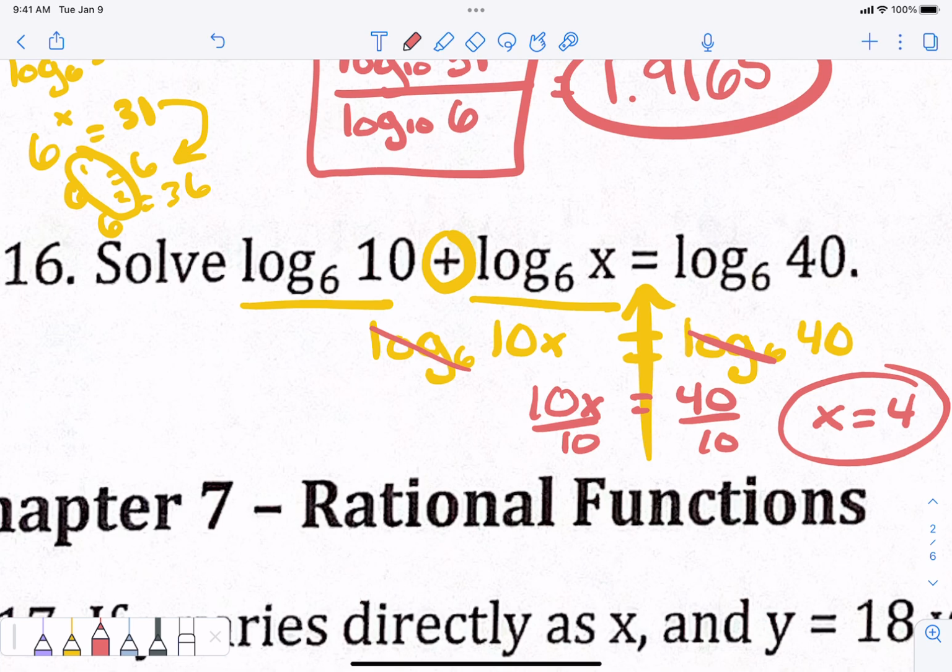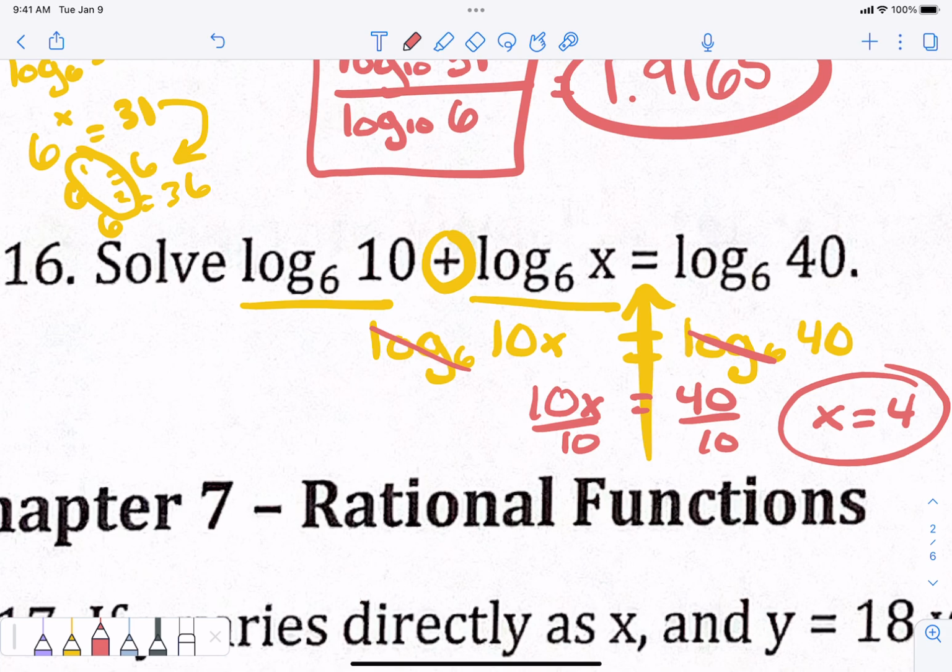Do you know what answer I get most of the time? What answer do I get most of the time? What do people put as the answer most of the time? They don't cross off the 40. Log base 6 of 10 plus log base 6 of blank equals log base 6 of 40. What do you think I get as an answer most of the time? Log base 6 of 4.